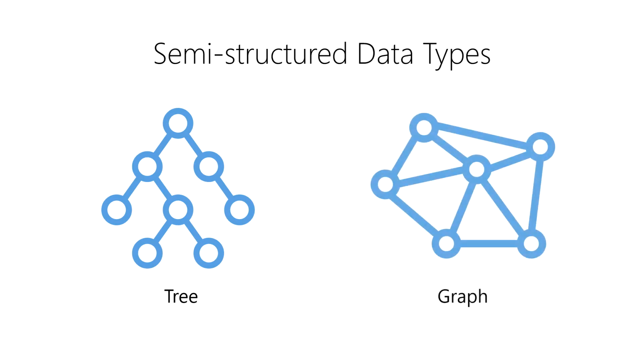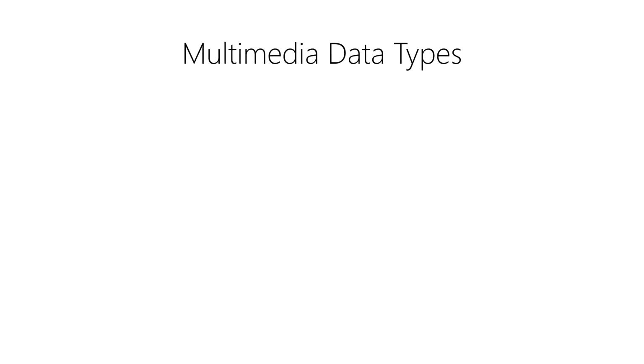Second, we have a graph, which organizes data as a set of nodes and edges. Graphs are used to represent a network of data representing each item as a node and each relationship as an edge. Finally, we have composite data types to represent multimedia data.